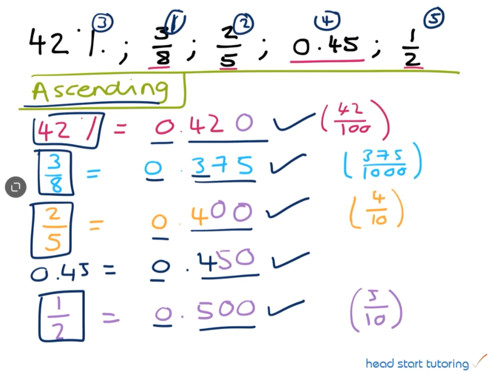Right, so ordering these fractions, decimals, and percentages in ascending order, we will have 3/8 first, then 2/5, then 42%, then our 0.45, and then our 1/2.